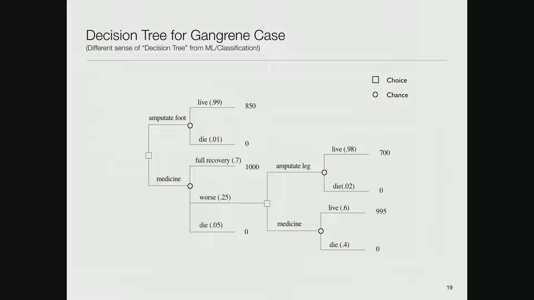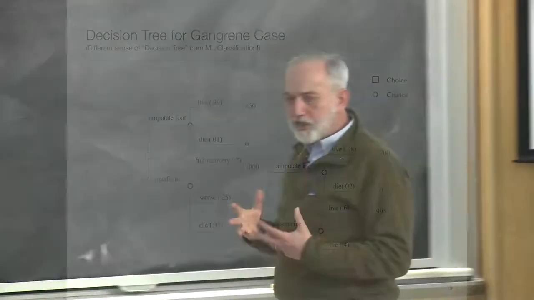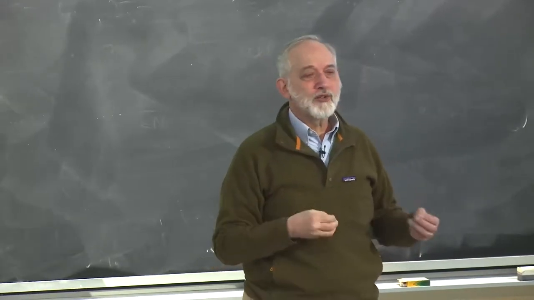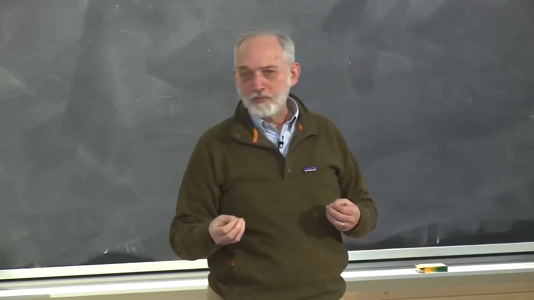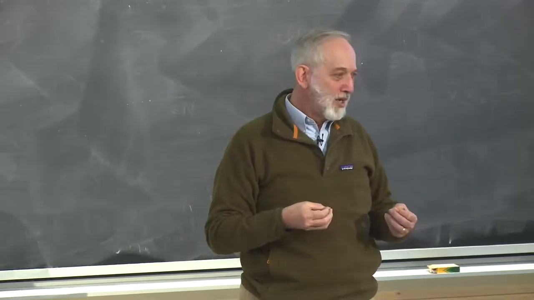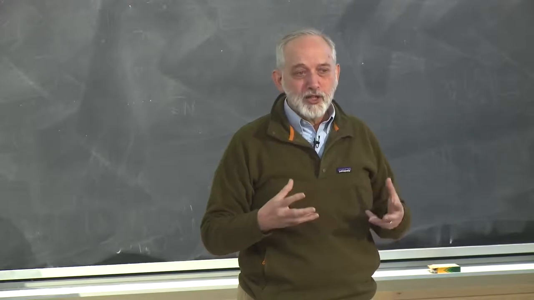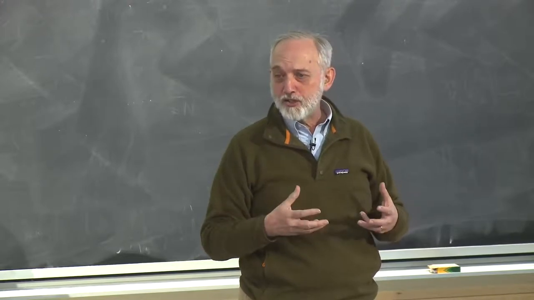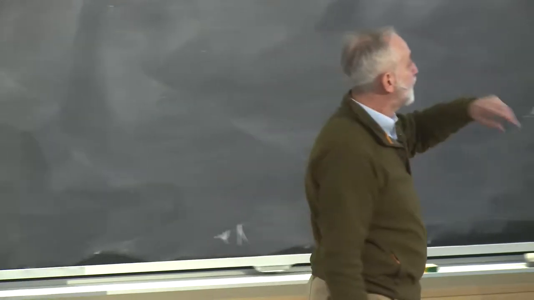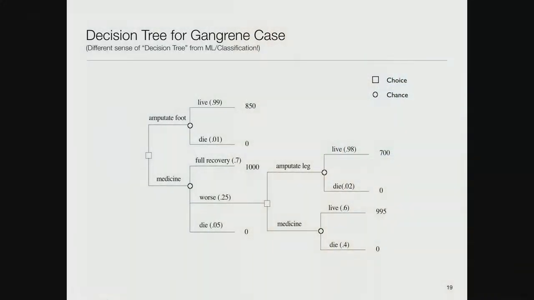Now, the critical thing here that this group was pushing was the idea that these decisions shouldn't be based on what the doctor thinks is good for you. They should be based on what you think is good for you. And so they worked very hard to try to elicit individualized utilities from patients. So for example, this guy said that having your foot amputated was worth 850 points on a scale of 1,000, where being healthy was one and being dead was zero.